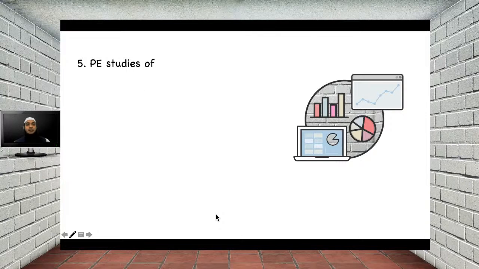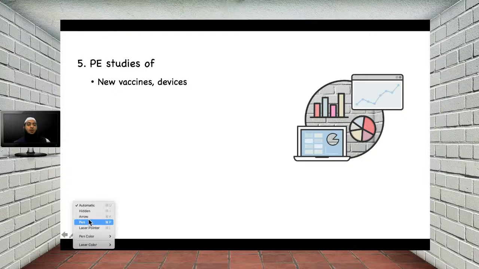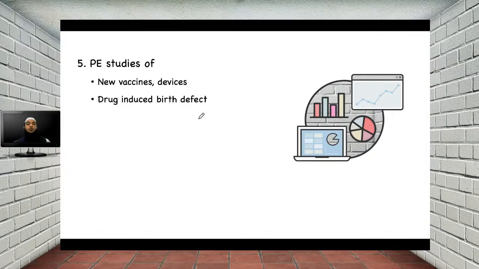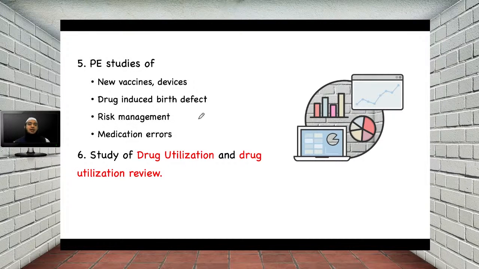Okay, let's see the different types of pharmacoepidemiology studies that we can do. One could be the new vaccine and the device. What is the effect of the new vaccine and the device on the patient? Then drug induced birth defects, that also you can do. Risk management, then medication error. So all of these you can study by using pharmacoepidemiological study.